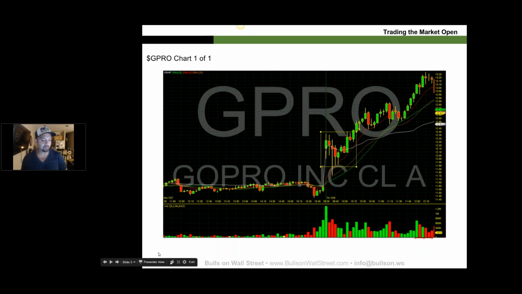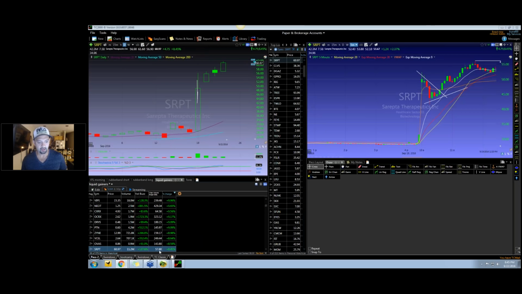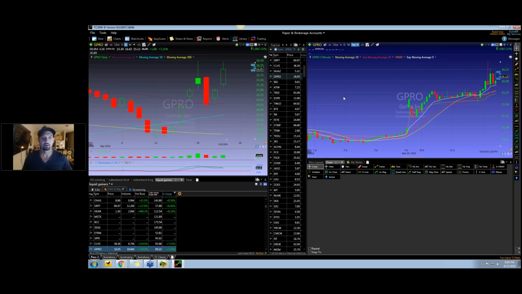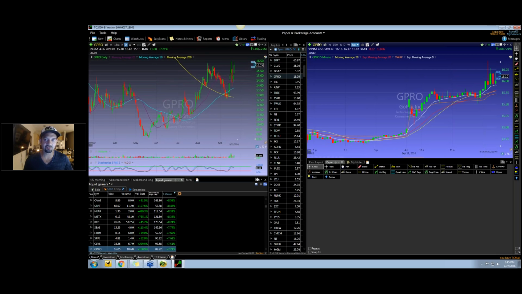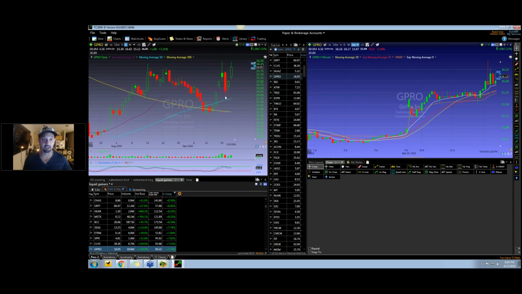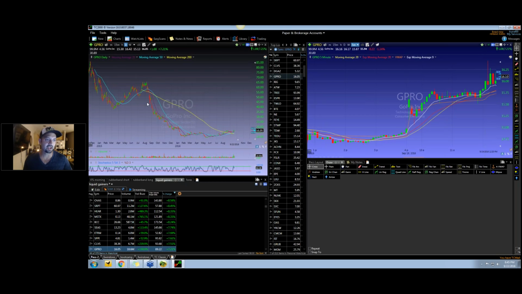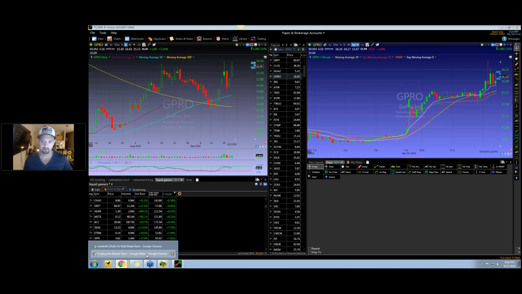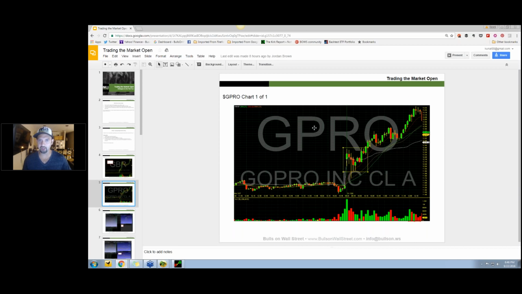GoPro, same type of deal, right? GoPro is a stock that's got a history of making big moves. It's got a nice range on it. The float's under 100 million, so that's a low float stock to me. Anything under 100 million is a low float stock. And I know that when this stock opened up, it used to have these $5, $10 days. It's got the history of having these bigger days. Perfect. Stock gaps up at the open.